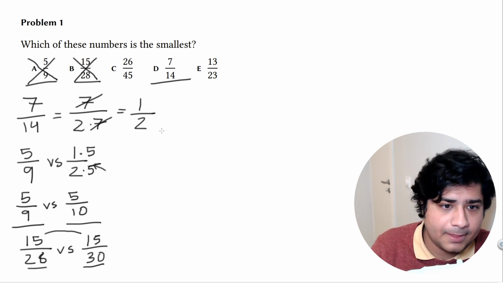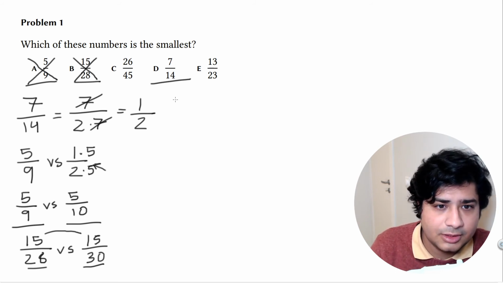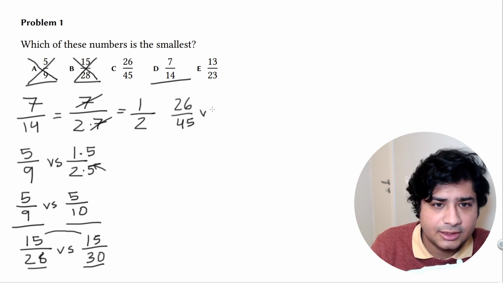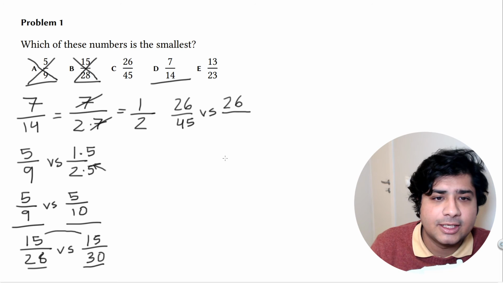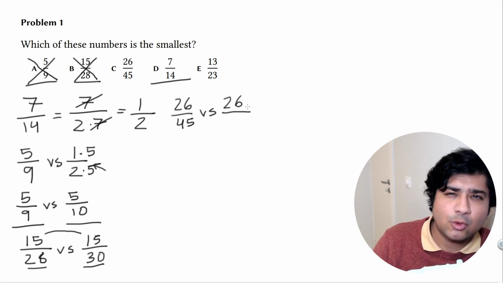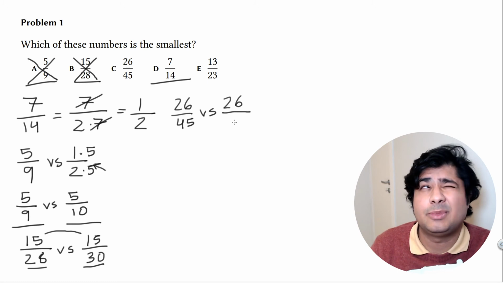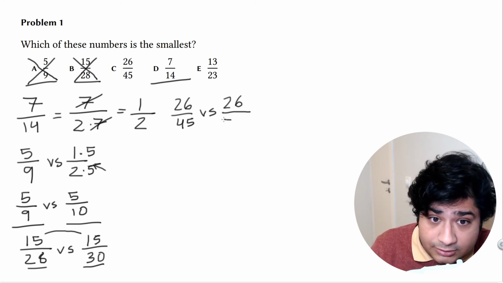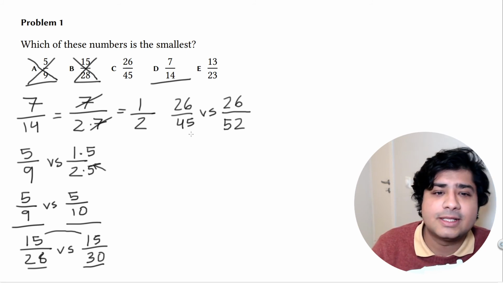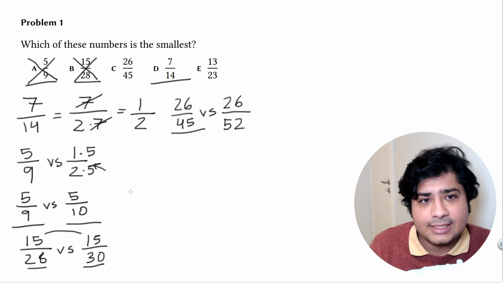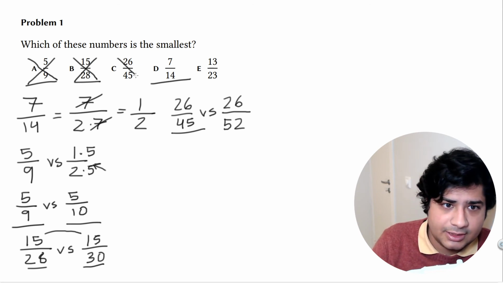Let's keep going. Let's do this one, 26 over 45. Again, versus this one. What can I do here? So if I were to turn the above one again into a 26, what would that one be? So now that would be twice of 26, which is going to be 52. And that, of course, again means that this one has to be a larger number than this one. So again, this one is also out of it.